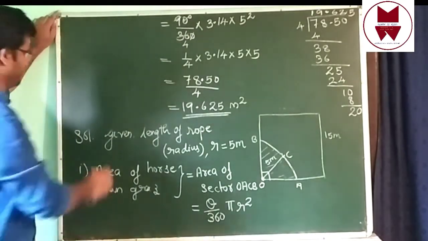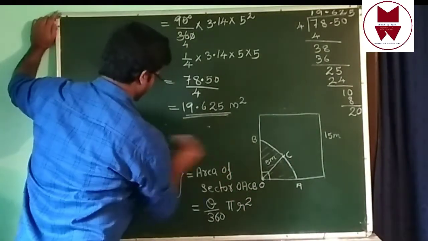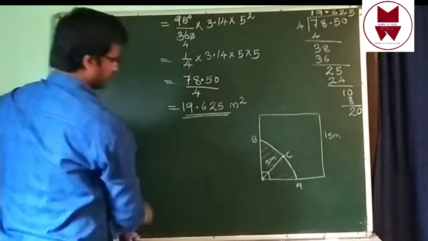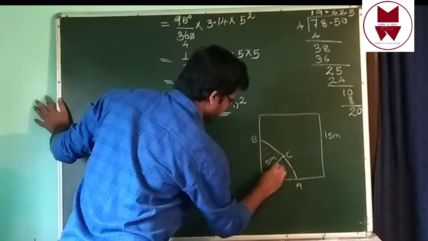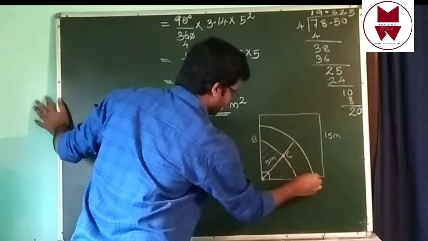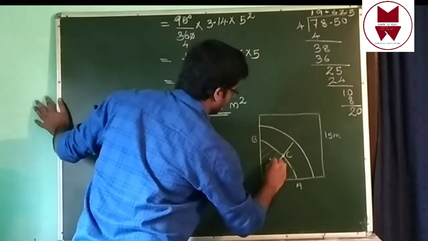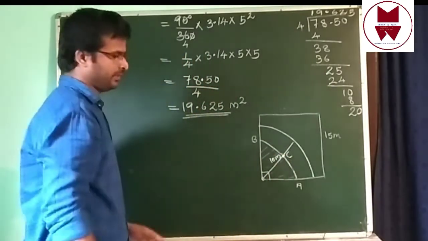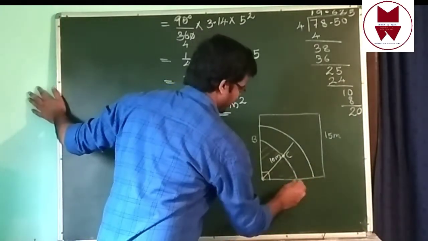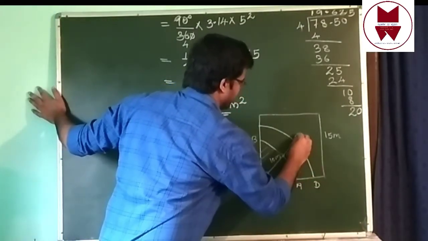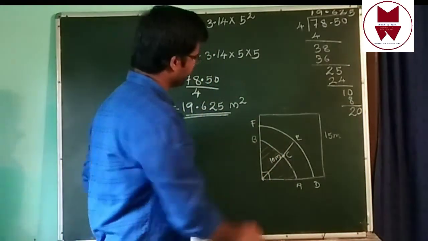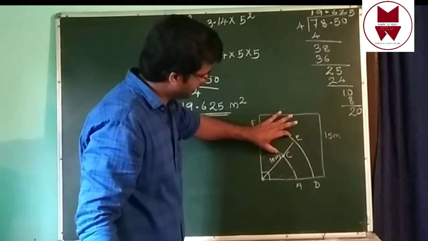Then Roman number 2. What is Roman number 2? In case the length of rope is increased to 10 meter. Now the length of rope is a total of 10 meter. Then we can give the names D, E, F. How much is the increase in area?